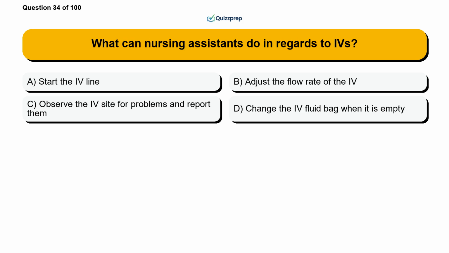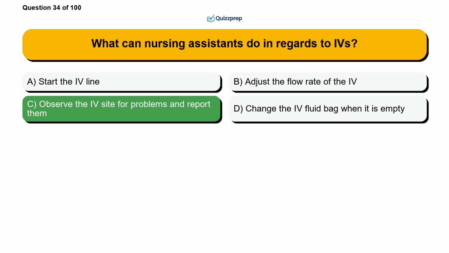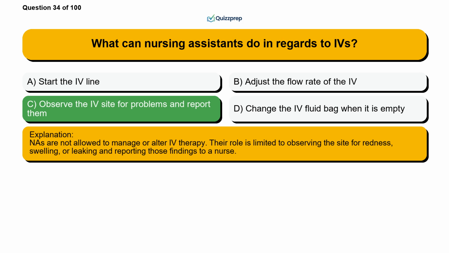Question 34. What can nursing assistants do in regards to IVs? Option A, start the IV line. Option B, adjust the flow rate of the IV. Option C, observe the IV site for problems and report them. Option D, change the IV fluid bag when it is empty. The correct answer is option C, observe the IV site for problems and report them. NAs are not allowed to manage or alter IV therapy. Their role is limited to observing the site for redness, swelling, or leaking and reporting those findings to a nurse.